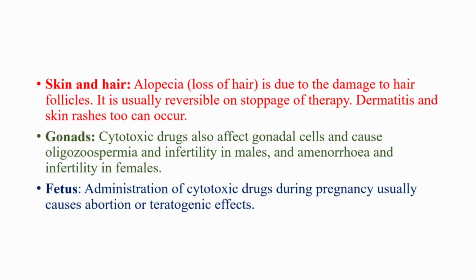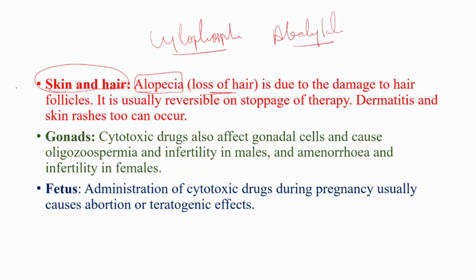And next, the patient will have skin and hair adverse effects. The patient will have alopecia, which is loss of hair. When the patient is taking cyclophosphamide or alkylating agents, they will have skin and hair disorders, like alopecia, loss of hair from the body. This alopecia is caused particularly due to damage to the hair follicles. Immediately when these drugs are stopped, it will be reversed and hair regrowth can be seen.